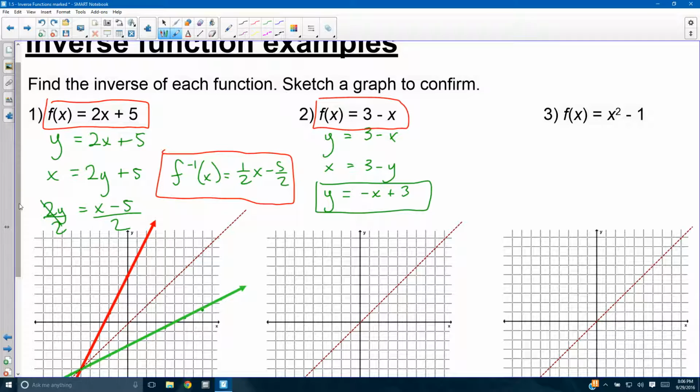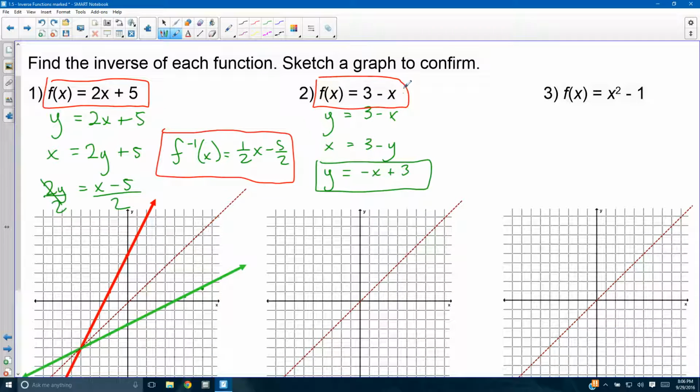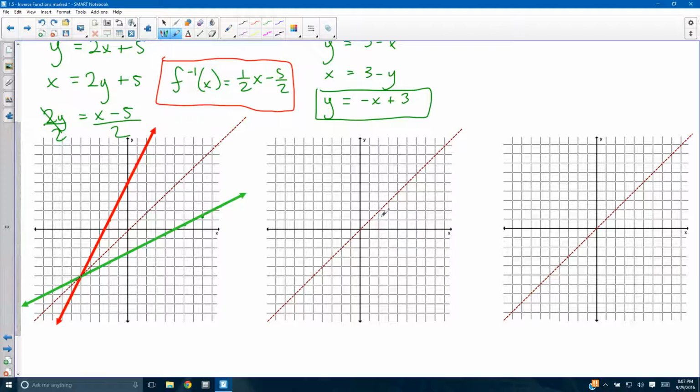The original function, 3 minus x, is also the same thing as, wait a minute, that's the same thing as negative x plus 3. Is this the same thing twice? Negative x plus 3, and that's negative x plus 3. So let's see what we got here. Negative x plus 3 is starting at 3 up here, okay, and going down 1 over 1, down 1 over 1, etc. Here's my original function.